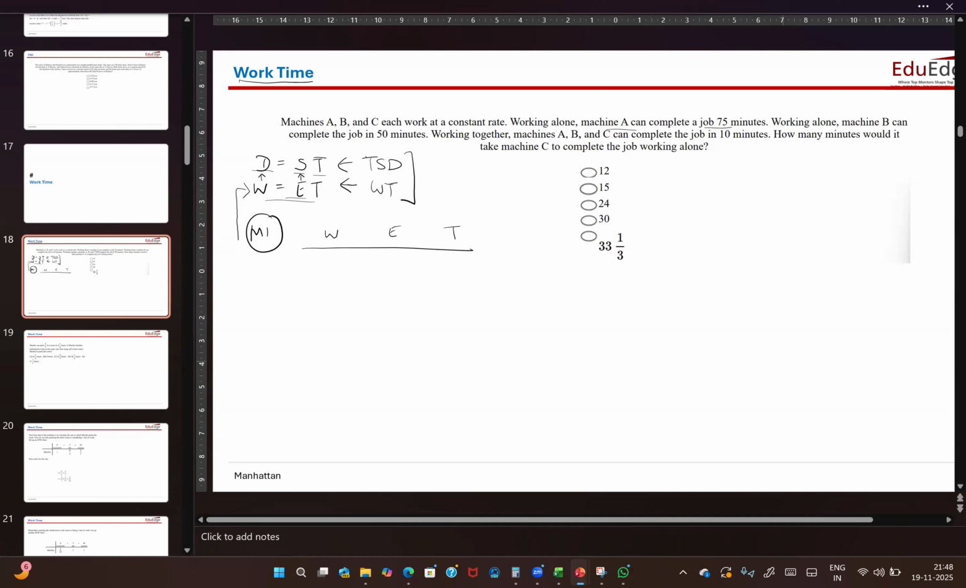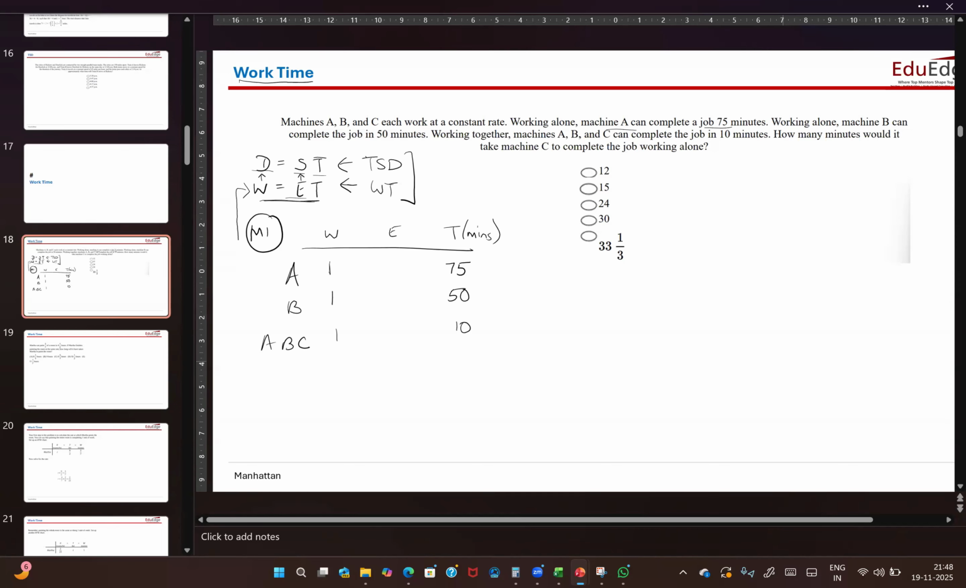Let's start doing this. Machine A can complete the job in 75 minutes. So can I write A here, and can I write 75 here? It's also useful to write the units on top. A can do it in 75 minutes. Can I say complete job? So can I write work is 1? And then working alone, B can do it in 50 minutes. So I'll write 50 here. And can I say the same work, 1? Working together, A, B, C together can do the same job, which is work 1, in 10 minutes. So this is what is given to us, right?